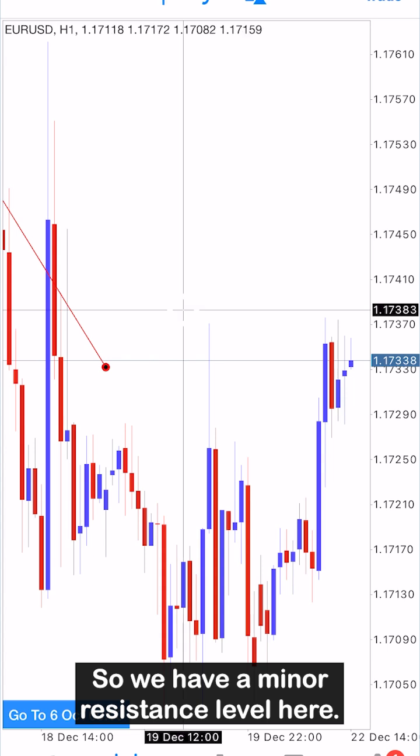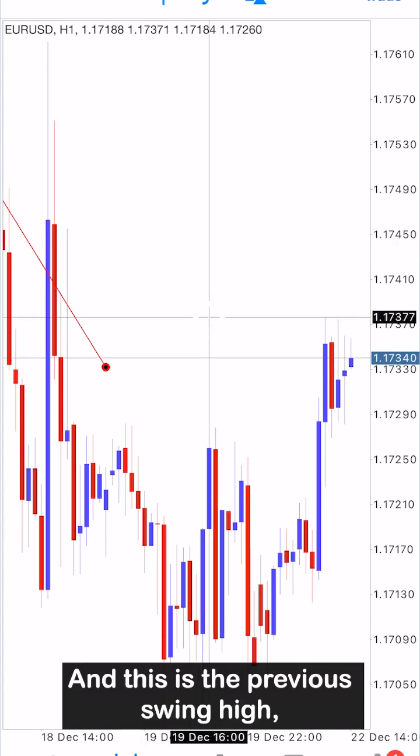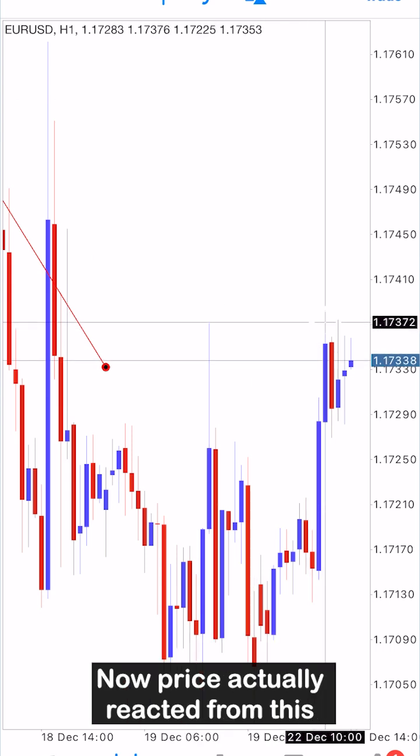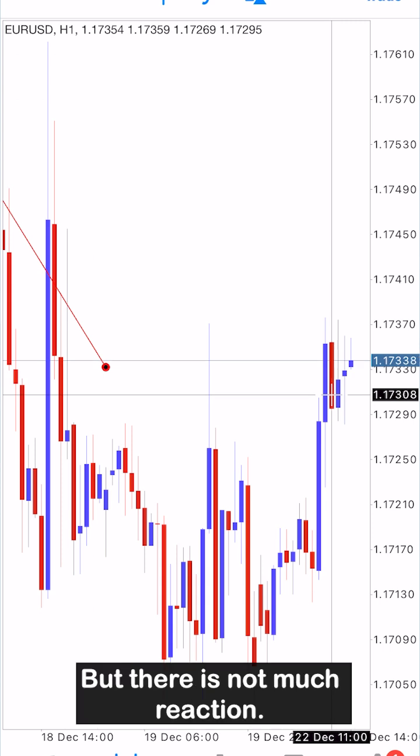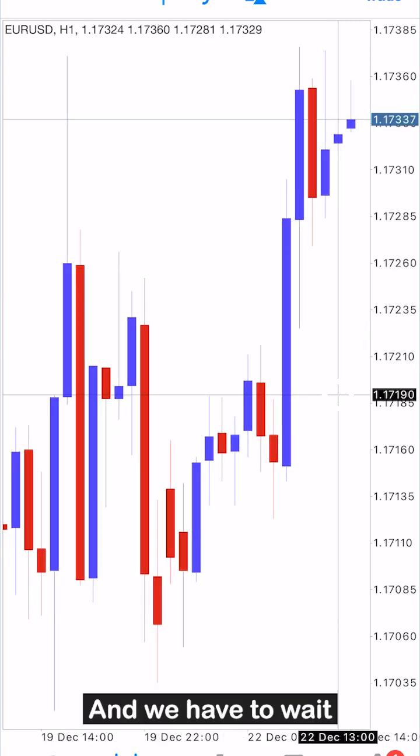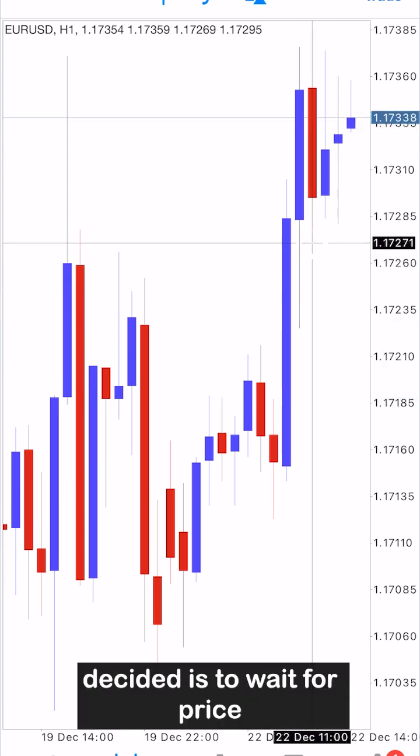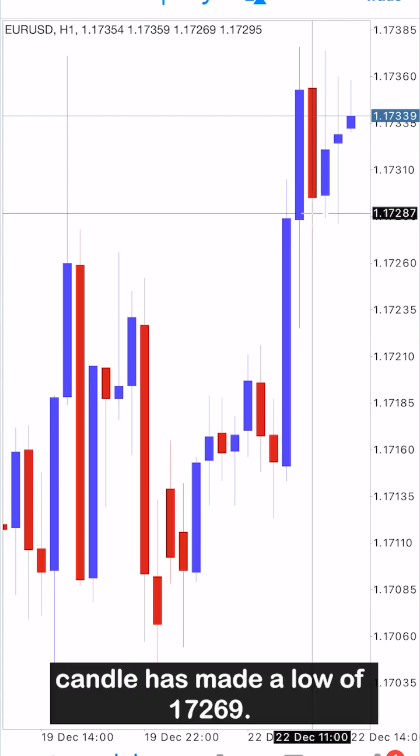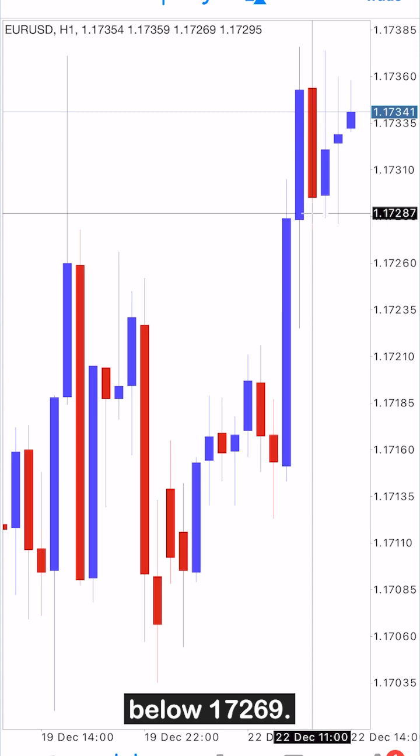So we have a minor resistance level here. And this is the previous swing high, which is a minor resistance. Now price actually reacted from this area and came down, making this red candle. But there is not much reaction. It looks like it's consolidating sideways, and we have to wait for further confirmation. So what we have decided is to wait for price to fall below this previous red candle. This red candle has made a low of 1726.9. So we want to take a position below 1726.9.